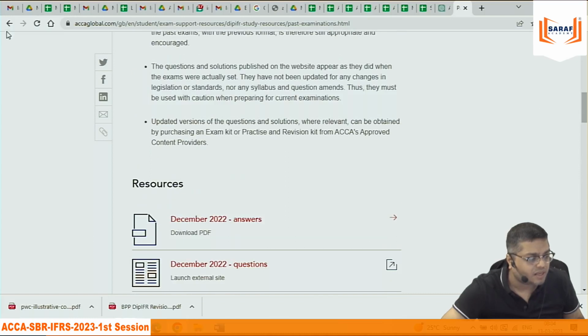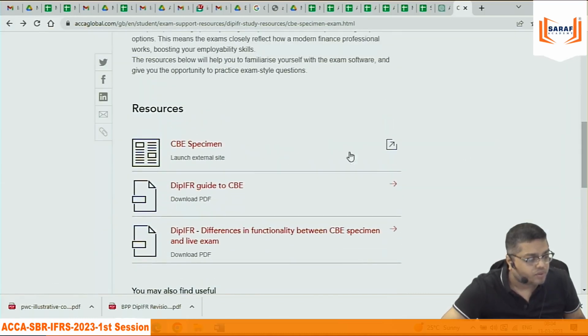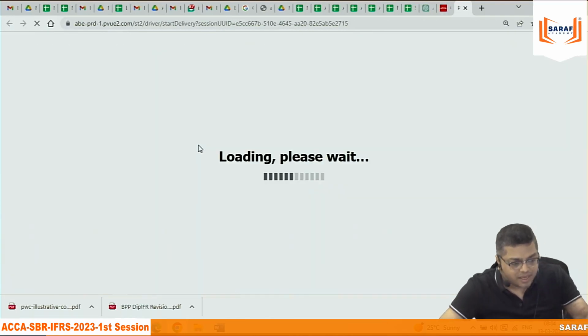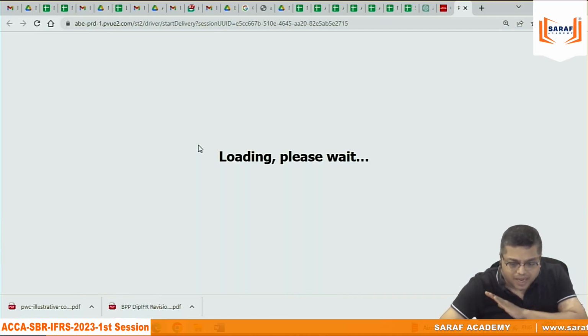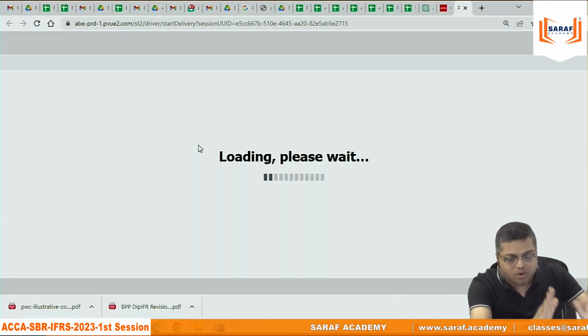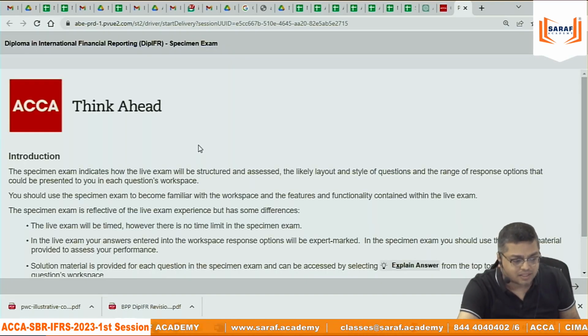Okay, it is better that I go up, one second. CB specimen exam. The way the screen is opening, whether you are giving the exam from any part of the world, in the exam hall the screen will open like this. For Diploma IFRS students, it will be opening like this.